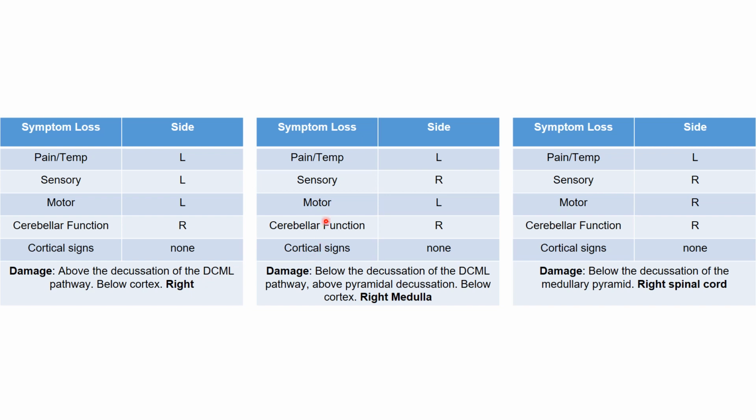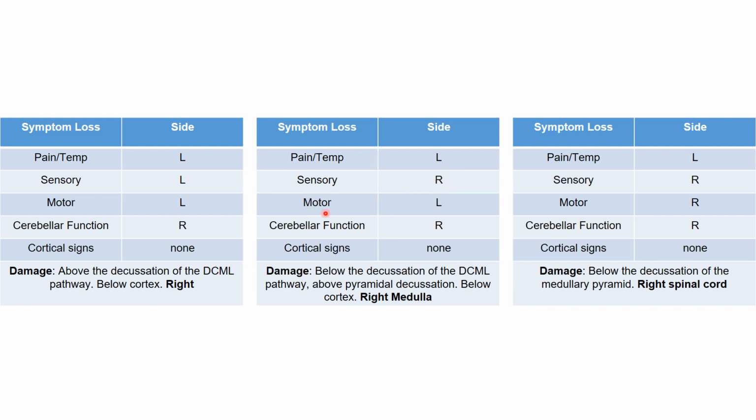Now, moving on to another example, if you have pain and temperature loss on the left from the lower body, this is going to correspond to a right-sided lesion. And that's because pain and temperature sensation decussates as soon as it enters the spinal cord. Now, here we see sensory information is lost on the right. So now we have pain and temperature and sensory information on different sides. What this tells me is that I'm in the spinal cord for all I know, but I'm somewhere below the level of the decussation of the dorsal column medial lemniscus pathway. So I'm below the dorsal column medial lemniscus pathway because pain and sensory don't line up.